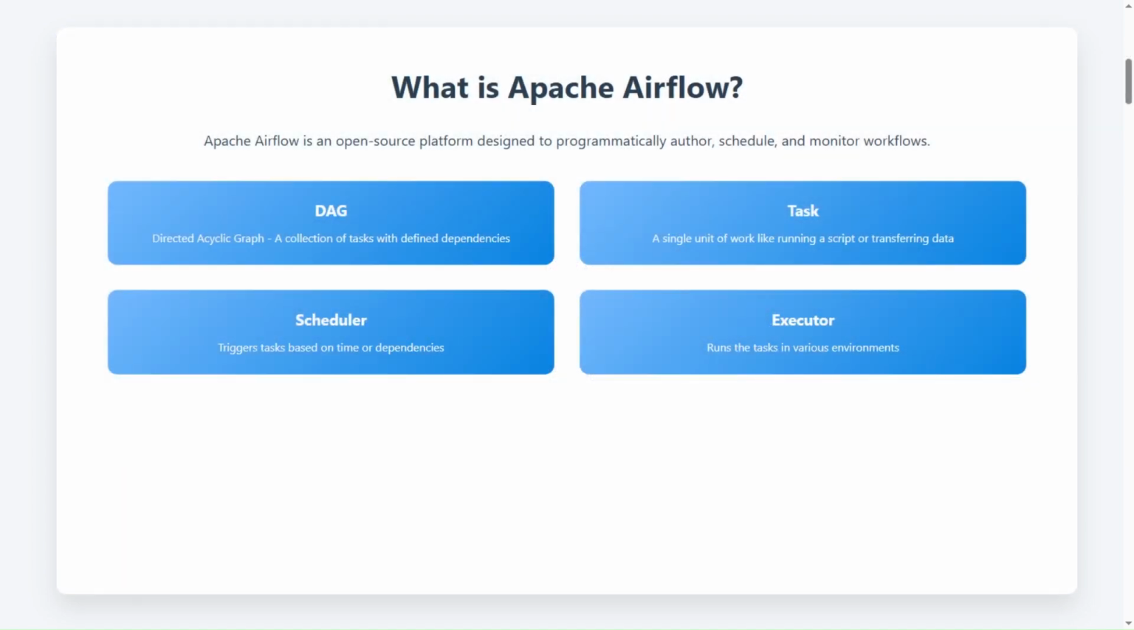So, what exactly is Apache Airflow? Apache Airflow is an open-source platform designed to programmatically author, schedule, and monitor workflows. Let's understand the 4 key concepts that make Airflow magical. First, we have DAG, that stands for Directed Acyclic Graph. It's a collection of tasks with defined dependencies. Think of it like a recipe, where each step depends on the previous one.